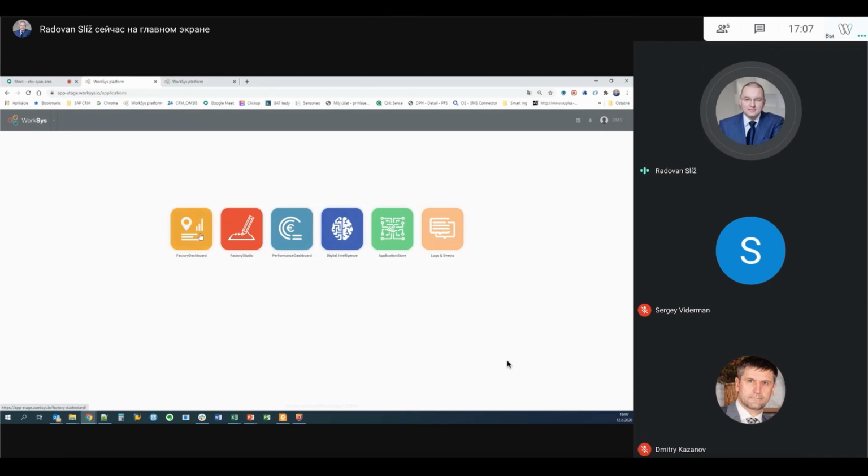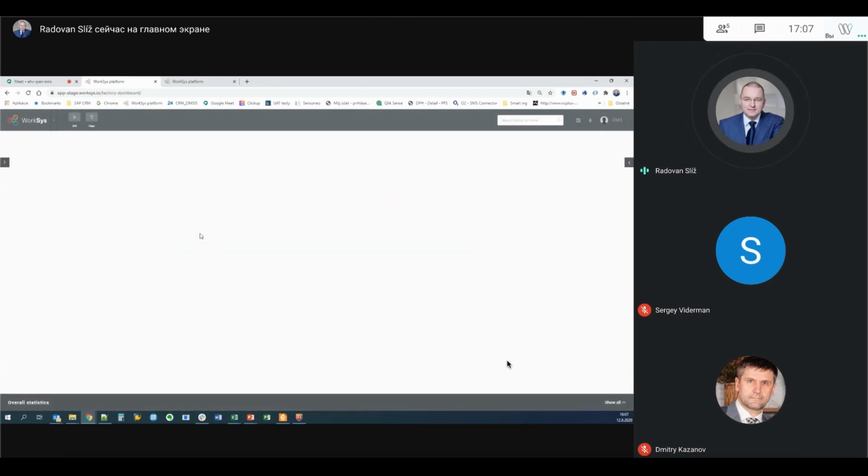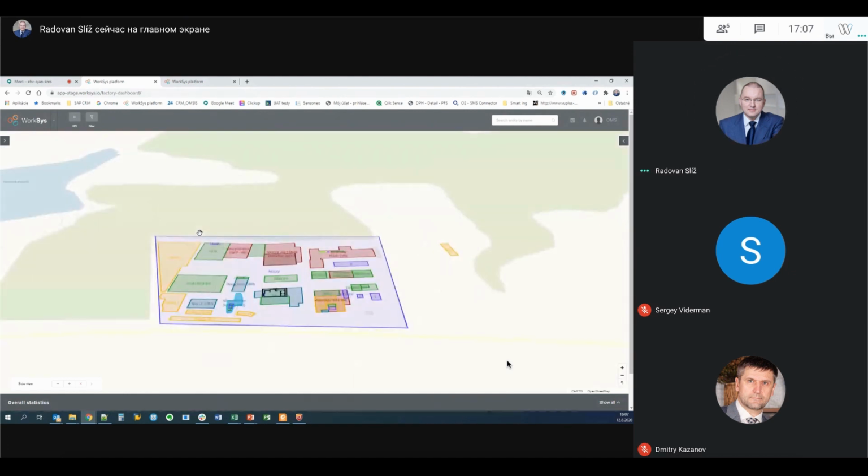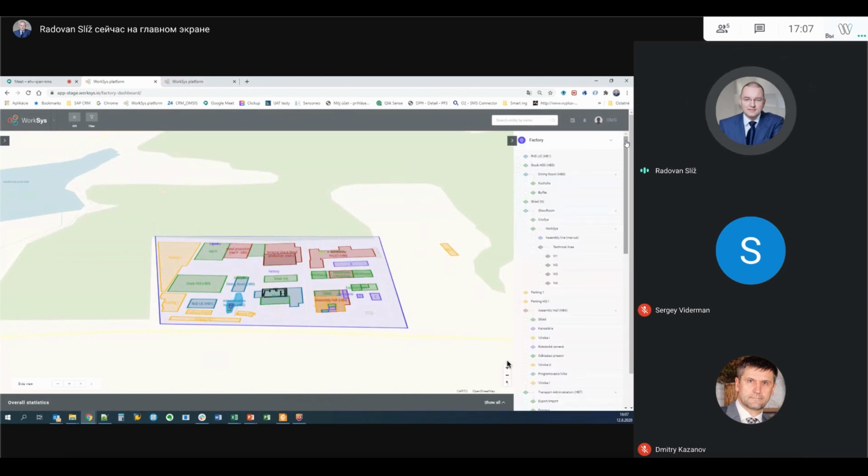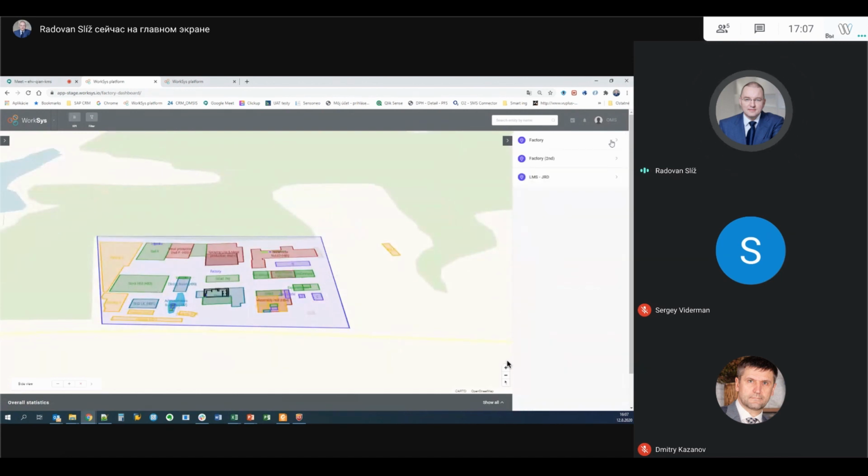Okay, let's go to the factory dashboard. The factory dashboard is very similar to what we see in the city, but it is oriented to the factory. We are able to bring in a lot of factories. If we discuss a lot of factories, we have, on one screen, a switch between the factories.